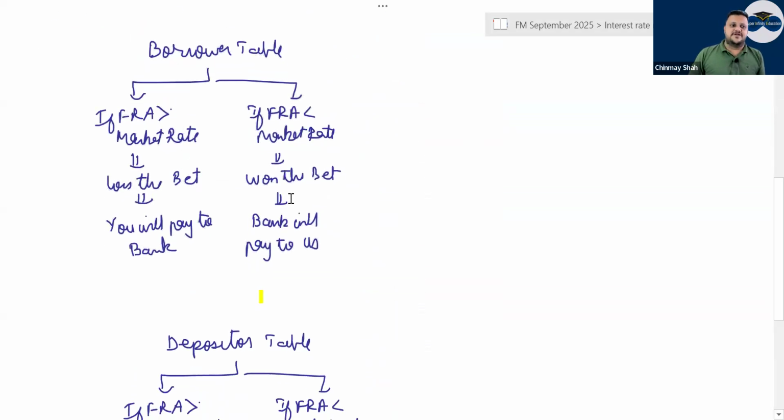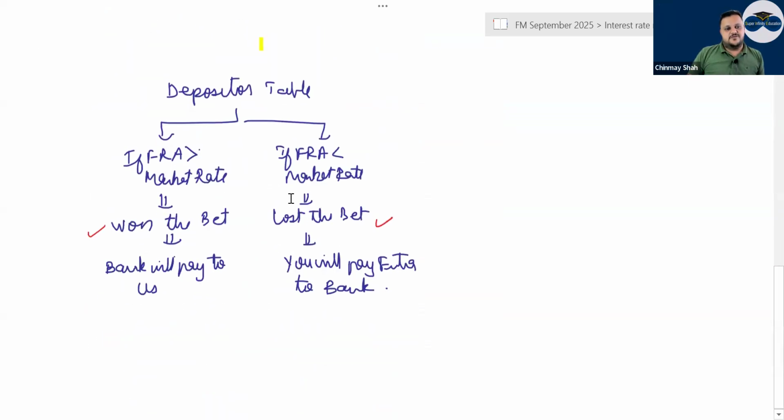If the FRA rate is greater than the market rate, you have lost the bet. If the FRA rate is lower than the market rate, that means the market rate is higher and your FRA rate is lower. Great, net you will pay the FRA rate only, correct? You have won the bet and the bank will pay you. Depositor: FRA greater than market rate, you have won the bet, right? Bank will pay us. And FRA less than the market rate, you have lost the bet, correct?